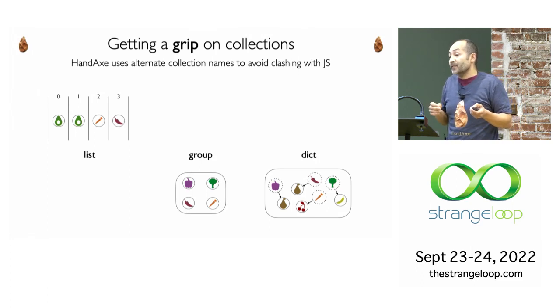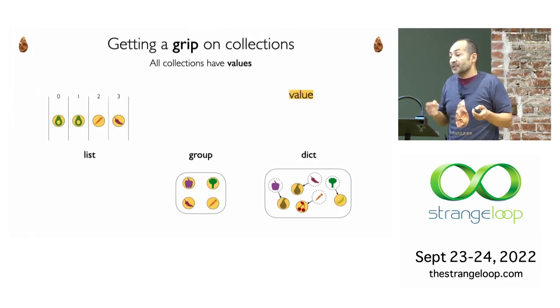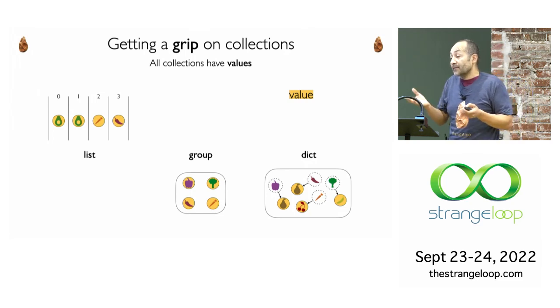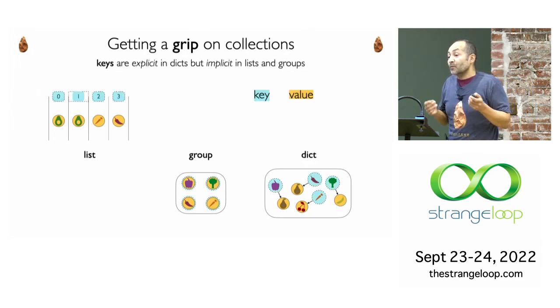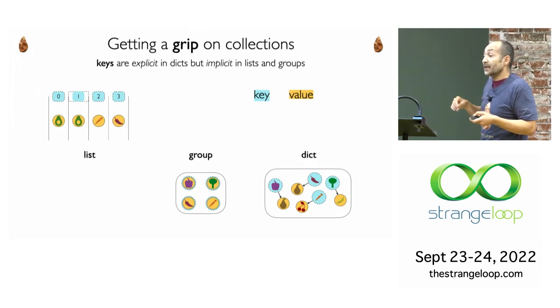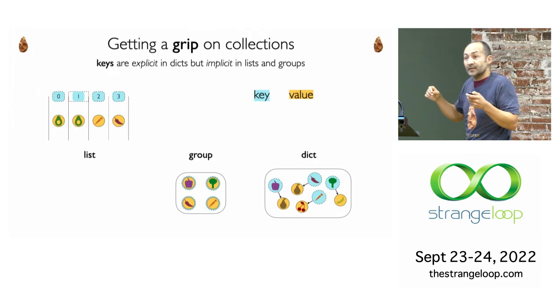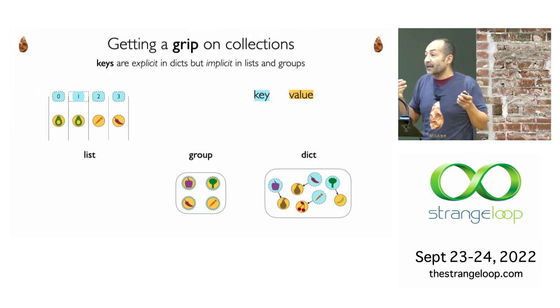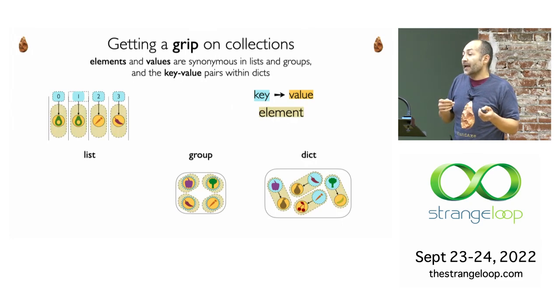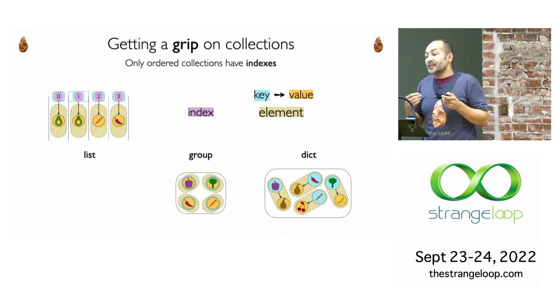And so these are the shapes of them. Let's go in and talk about the grips now. I talked about values. We use yellow for values. They all have values. And we have keys. In a list, the keys are the indices. In a dictionary, they're specified. And in a group, they're implied. They are natural pairs between keys and values. And for elements, it's easiest to look at a dictionary first.